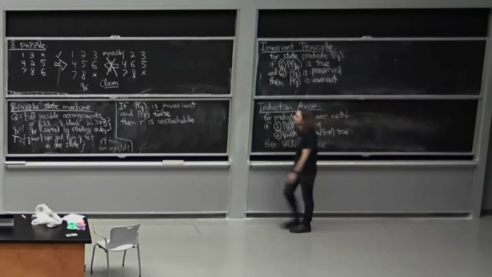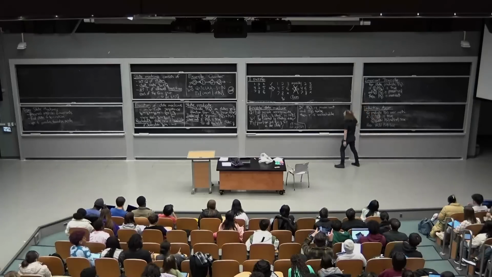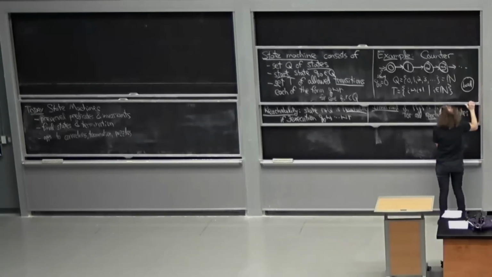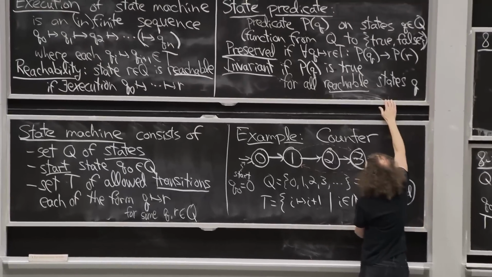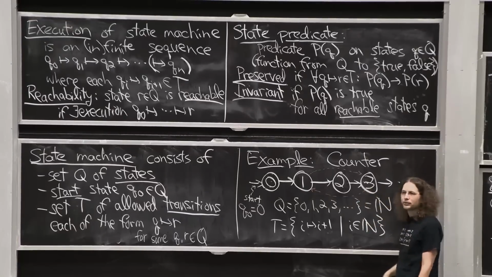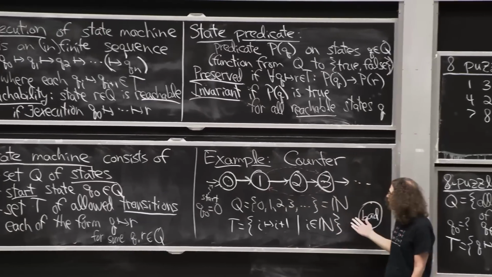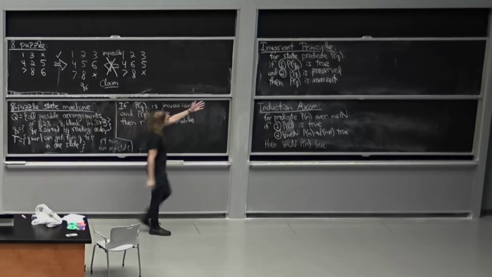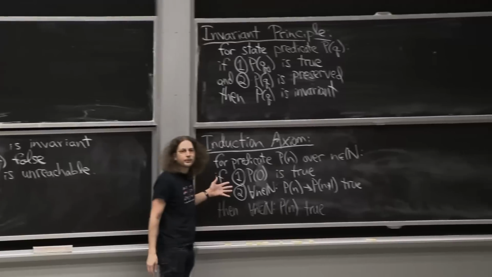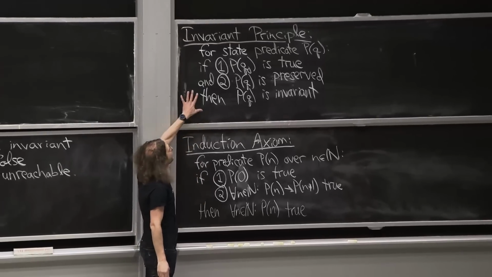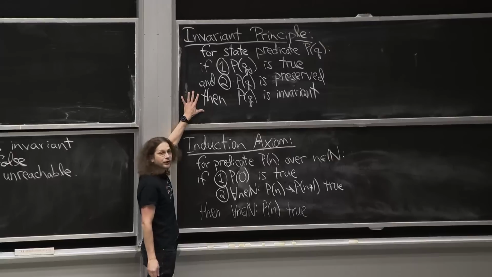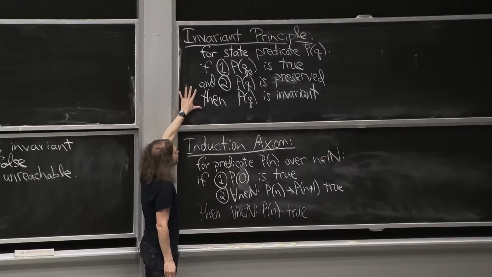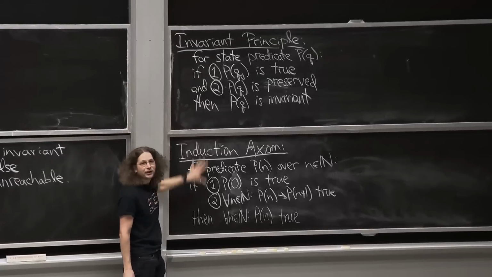Actually, it's exactly the same thing if you apply this invariant principle to this counter. In the counter, the states are the natural numbers, and the transitions are exactly going from i to i plus 1. So the invariant principle is actually a generalization of the induction axiom. This is true for all state machines, and if we plug in the counter for our state machine, we get exactly the induction axiom.